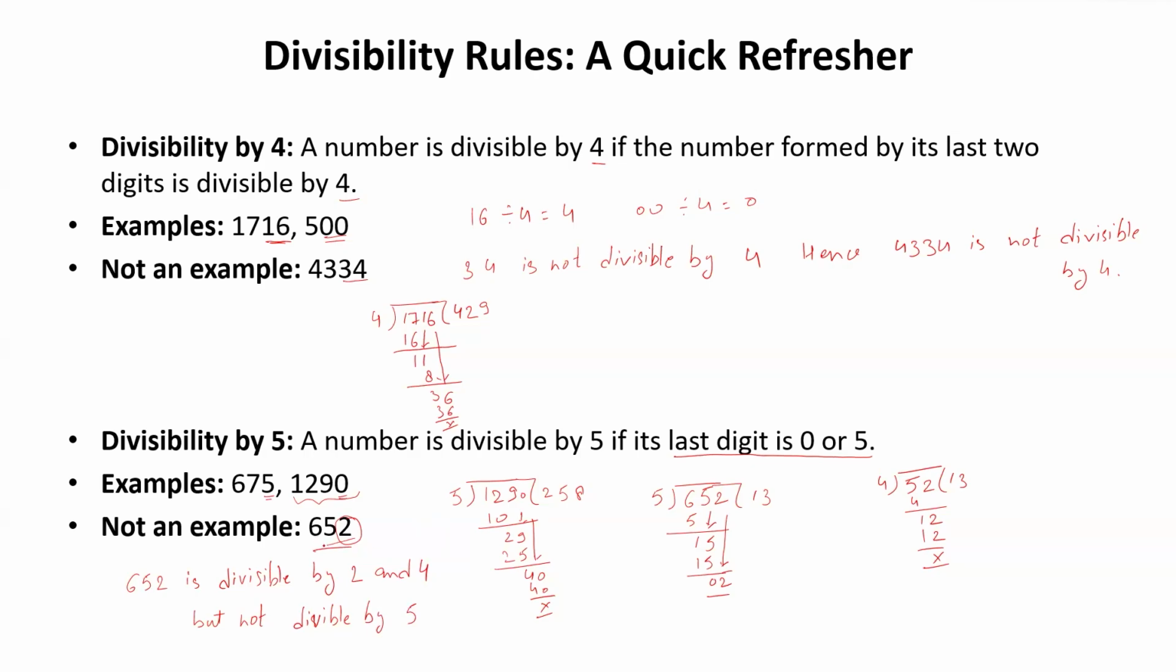3 also we are done with. Just check whether this is divisible by 3. So to check whether a number is divisible by 3, you have to add the digits. So 6 plus 5 plus 2. What is the sum? 6 plus 5 is 11. 11 plus 2 is 13. So 13 is not divisible by 3. Hence this number is not divisible by 3. So this particular number is divisible by 2 and 4 but not divisible by 3 and 5.